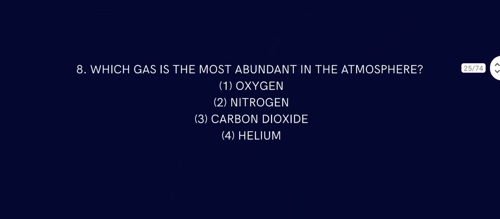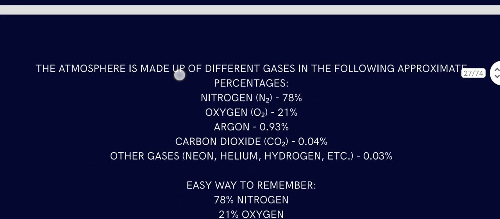Question number 8. Which gas is the most abundant in atmosphere? Options: oxygen, nitrogen, carbon dioxide and helium. So the most abundant one is nitrogen, and then it's oxygen. So the answer is nitrogen.